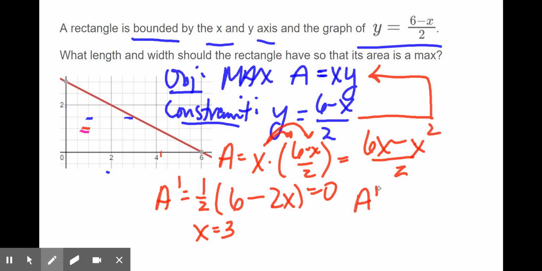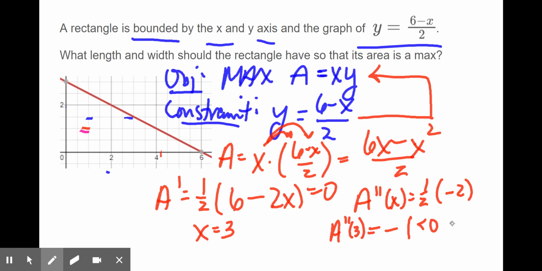So A double prime of x will be, leave the 1/2 out of it, the derivative of negative 2x is negative 2. So that equals negative 1. So A double prime of 3 is negative 1. That's less than 0. So A is concave down. So it looks like that. So yes, this is a relative max. What length and width should the rectangle have so the area is a max?